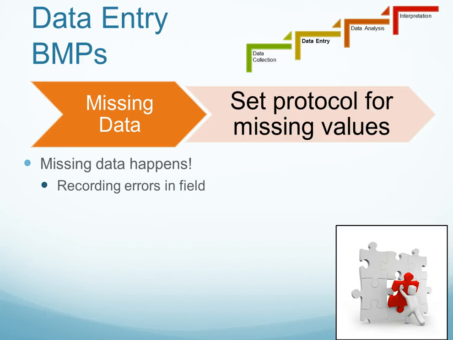We need to set a protocol for dealing with missing values. Missing data occurs because there can be recording errors in the field where someone may forget to write something down, or we may miscalculate the number of sampling units that have been measured.